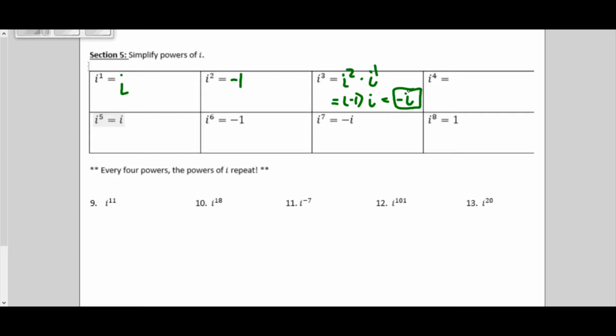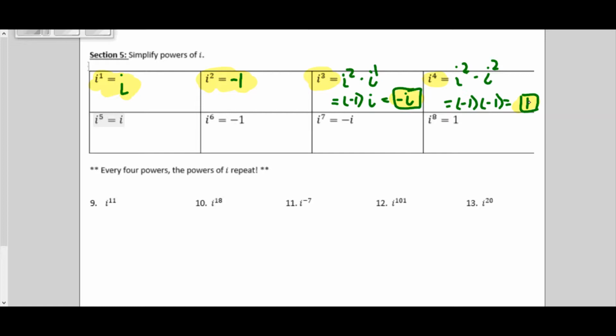To find i to the fourth, we can use i squared to help us. i to the fourth would be i squared times i squared. I'm just breaking it up like this because I know i to the power of 2 is negative 1. So if I do negative 1 times negative 1, I get positive 1. So this means i to the fourth is positive 1. So these first 4 powers of i: i to the first is i, i squared is negative 1, i cubed is negative i, and i to the fourth is 1.